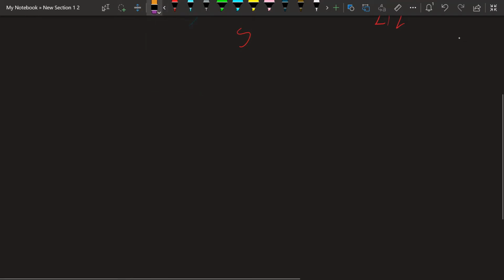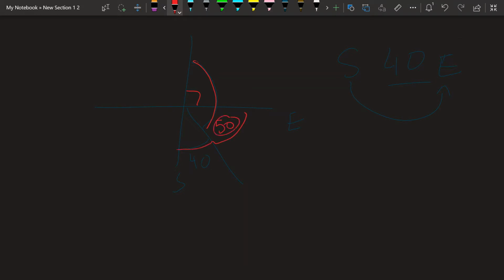Now let me give you another example, part C. Part C tells you south 40 east. So you have south and you have east. You go from south towards east for 40 degrees. You want to express that in bearing? Well, it's going to be this angle or this angle. This angle is going to be 90, plus this angle is going to be 50, because 90 minus 40 is 50. So your bearing is going to be 90 plus 50, which is 140. I think that's enough. Let's move on to the next question.